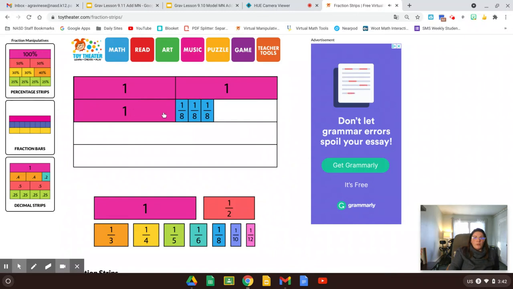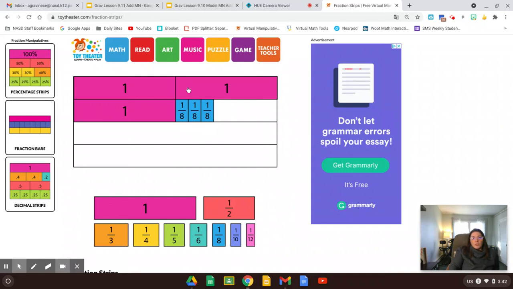I'm going to put that over there. Can I simplify those 3 eighths anymore? Does anything equal 3 eighths? Not that. Not that. 2 of those won't work. Nope, 3 eighths is simplified.